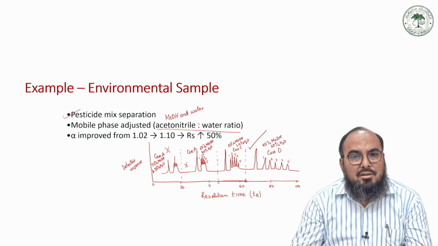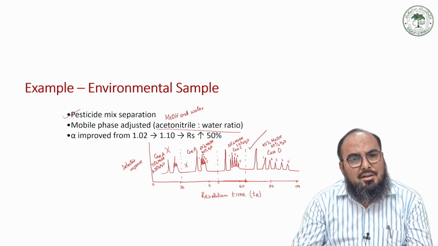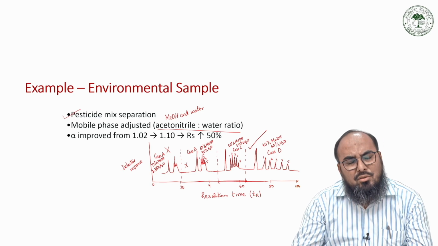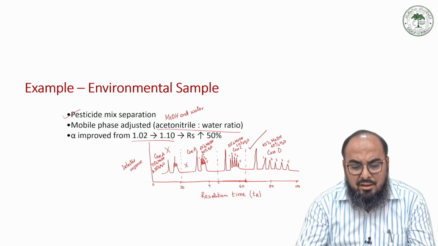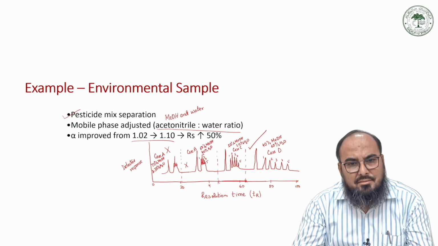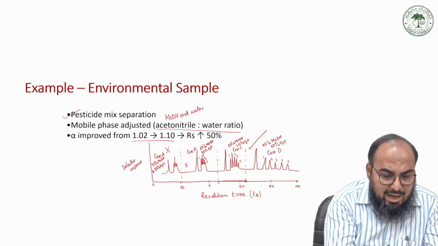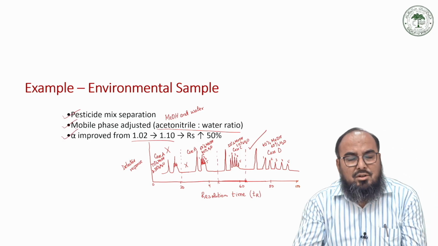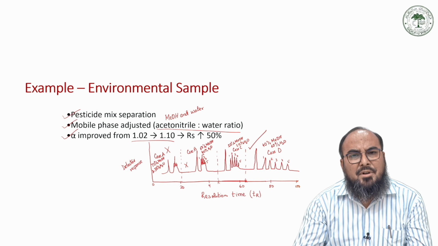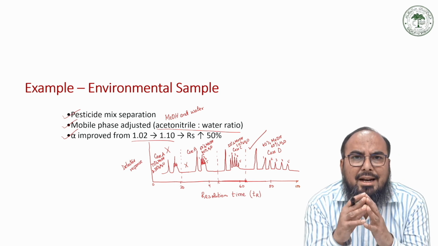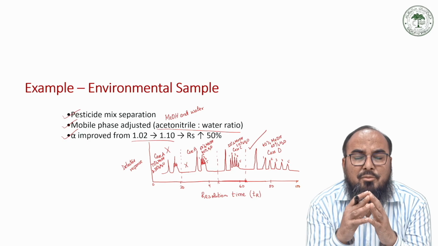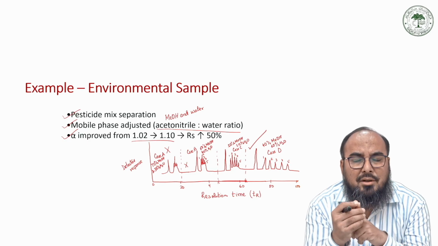Similarly, on changing the alpha, you can adjust the RS value, that is the resolution. For example, when you move from 1.0 to 1.1, the resolution increases by 50%. So this is how you have to look at different aspects of resolution, of optimization of your column. That is, you have to bring out the best performance from your column in terms of resolution.